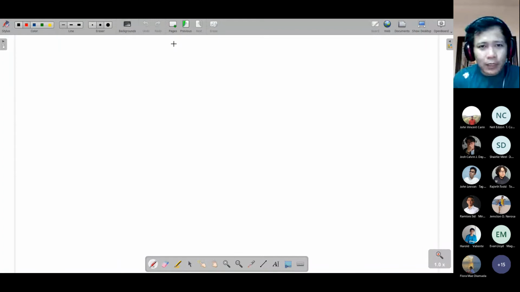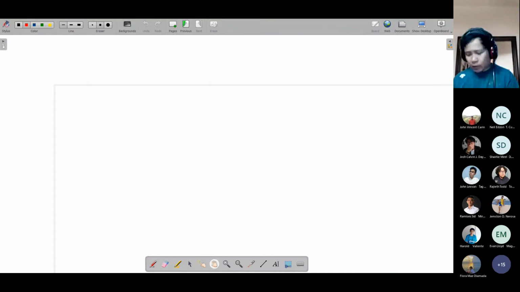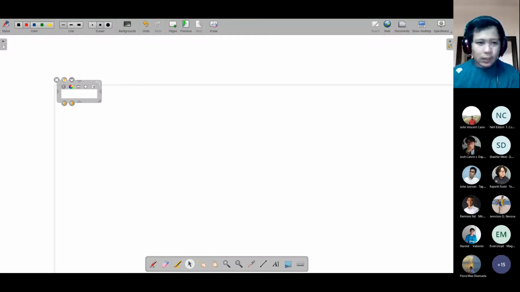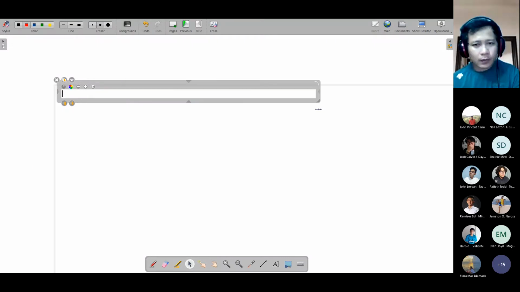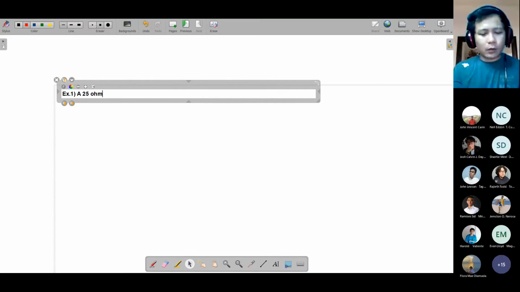Sige na lang, mag-example na lang ta. Additional page. Let's start with the very basic example. Very basic example, Example 1. 50 ohm. Ayos ang 50. 25 ohm na lang, 25 ohm resistor.